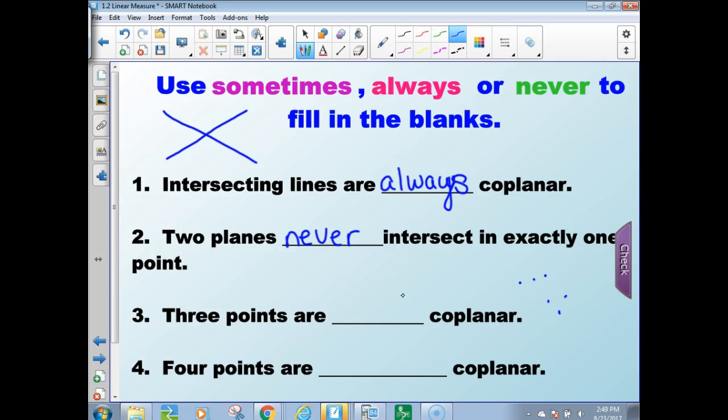Three points are coplanar. Dot, dot, dot. Same plane, the way I just drew it, is a yes. They are always going to be coplanar, whether they're in a straight line or not. So this would be always. And then four points are coplanar. Now, if you have four points, I can do 1, 2, 3, but then I could have one out here away from the screen. You could have them in a straight line though, so then they'd be coplanar, or you might have them all on one little paper, but they don't have to be. So this would be sometimes coplanar.